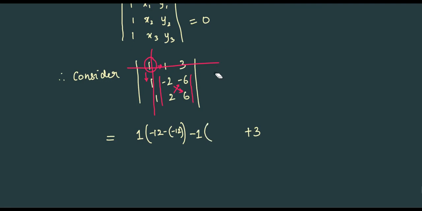Now for this one, the first row, second column, what do we do? We should eliminate, or we should neglect the row containing this element and the column containing this element. Then what are we left with? 1, minus 6, 1, 6. So 1 into 6 is 6, minus of 1 into minus 6, that is minus 6.